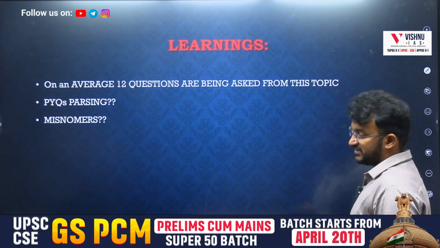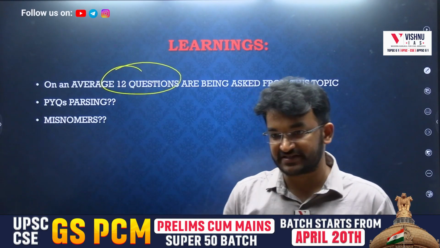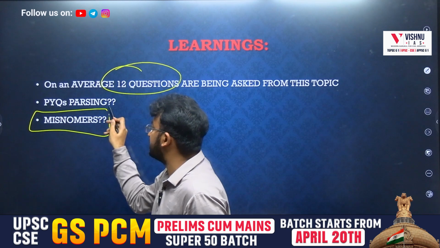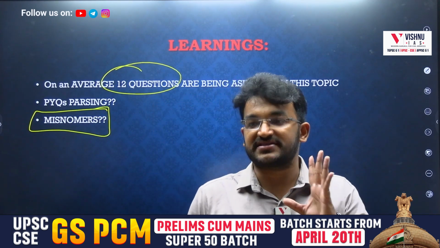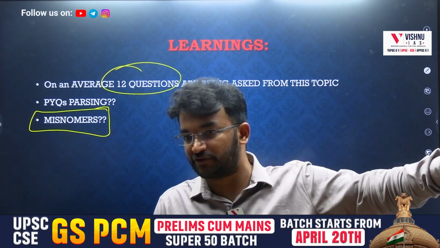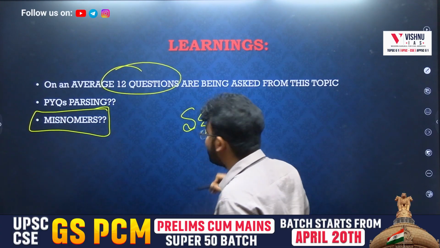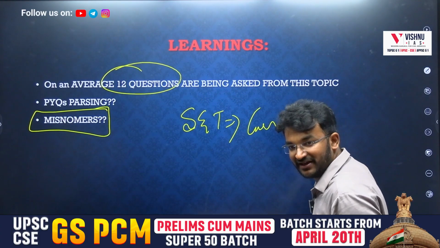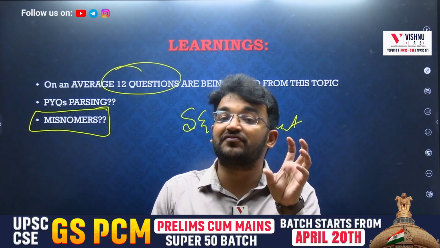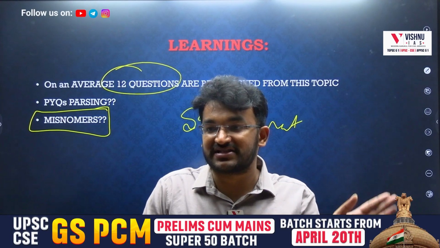you will understand one thing. First, as I mentioned, 12 to 14 questions will be the weightage of science and technology. Next, there are many misnomers in the UPSC market related to science and technology. The first and most important misnomer you need to take away from your mind is that science and technology is just current affairs. Science and technology is not only current affairs. Current affairs is one of the important parts of science and technology, but we cannot say that science and technology is entirely current affairs.